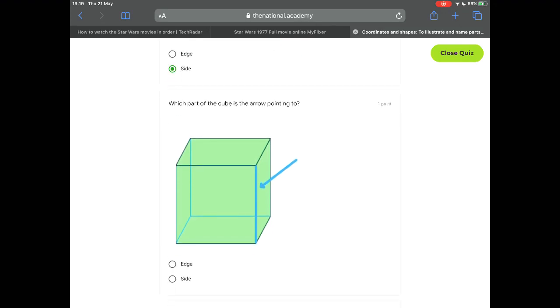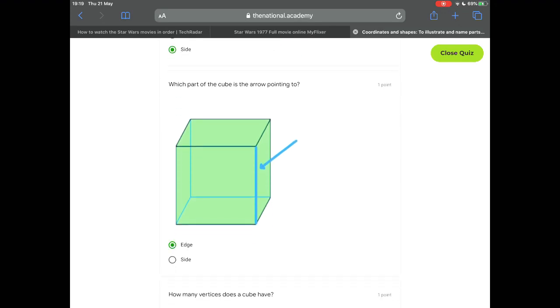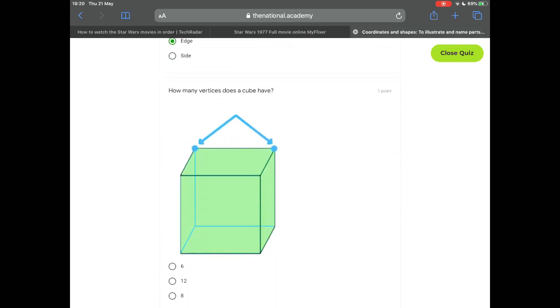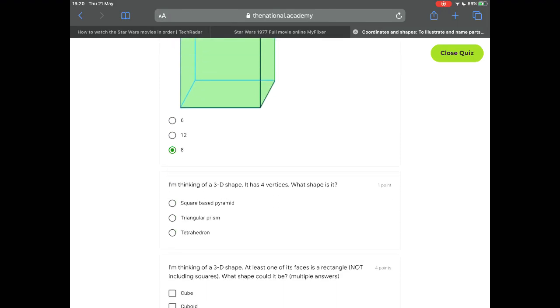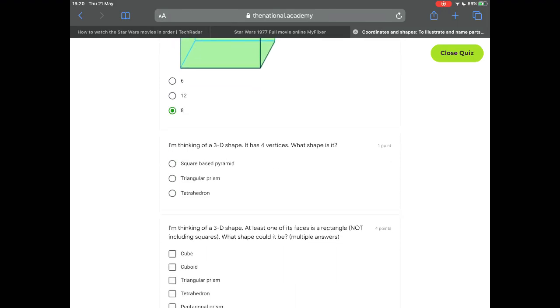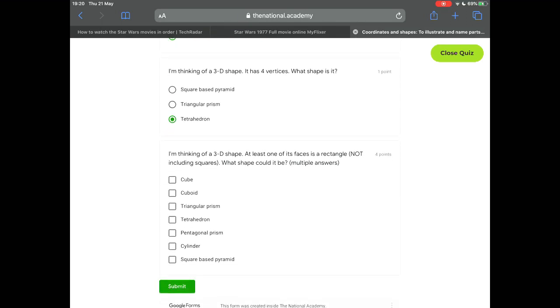Which part of the cube is the arrow pointing to? It's pointing to the edge. How many vertices does a cube have? It has 8 vertices. I'm thinking of a 3D shape. It has 4 vertices. What shape is it? It's a tetrahedron. I'm thinking of a 3D shape. At least one of its faces is not a rectangle, not including squares. What shape could this be? Multiple answers. So it could be a cuboid, a triangular prism, a pentagonal prism, and a cylinder.